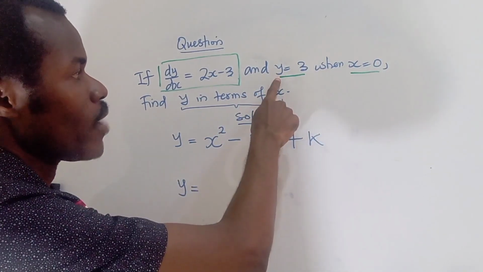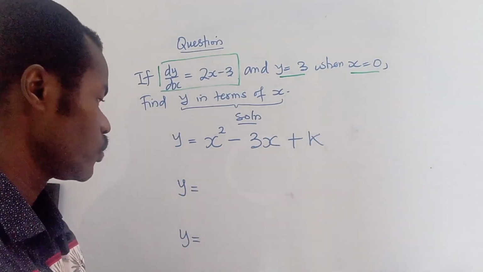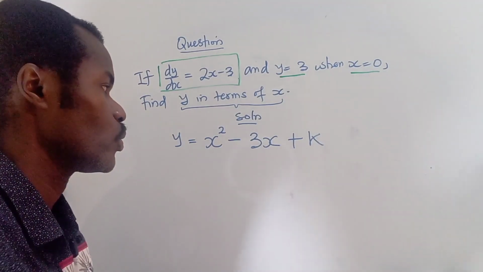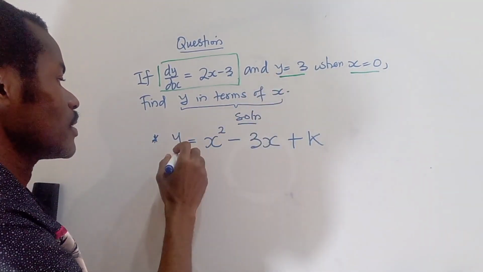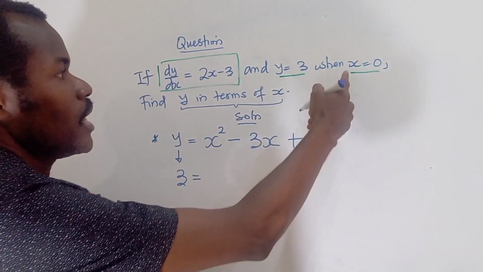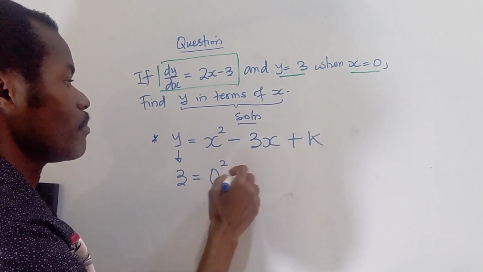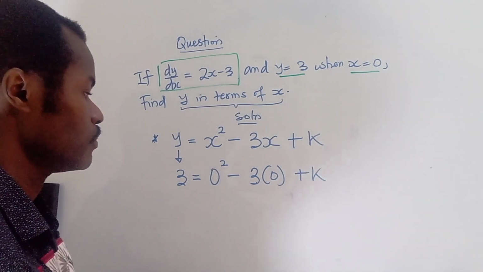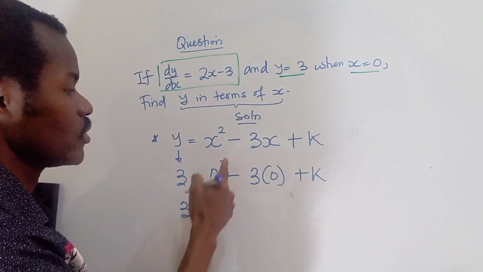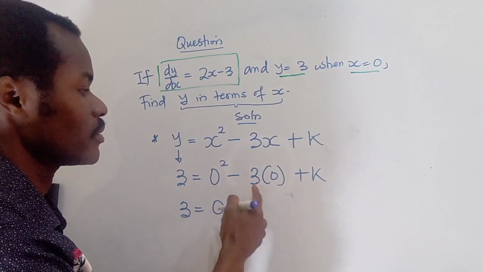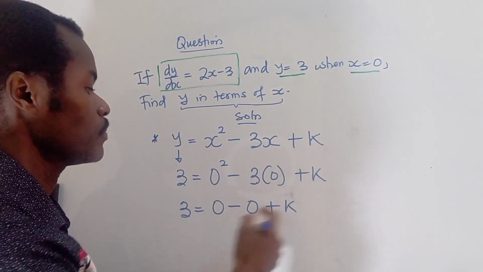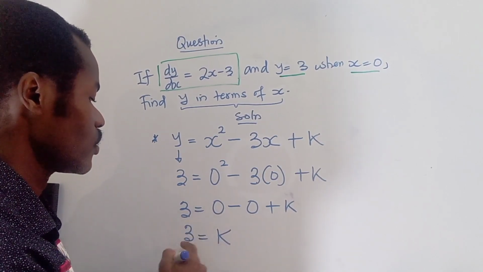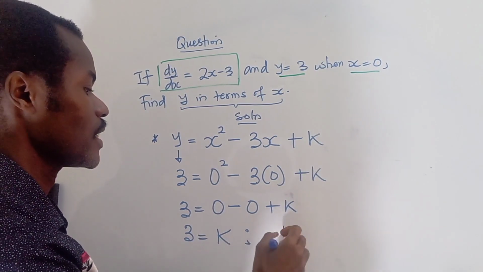Now, what do we do with this? y is 3 when x is 0. We can use that to find the value of k and substitute it back into this expression. So when y is 3, I put y as 3, which equals x is 0, so we have 0 squared minus 3 times x, which is 0, plus k. So 3 equals 0 squared, which is 0 times 0, which is 0, minus 3 times 0 is 0, plus k. Now 0 minus 0 is 0, plus k is k. So we have k and we have 3. So 3 equals k, meaning that k equals 3.